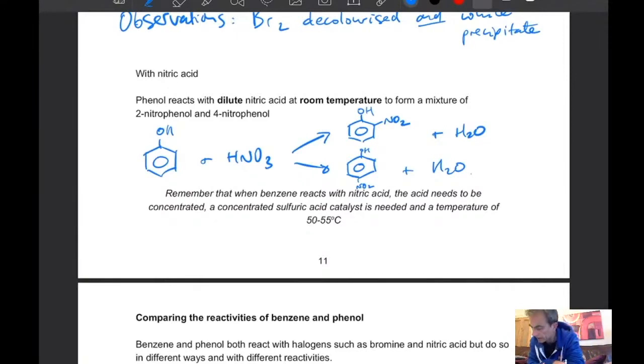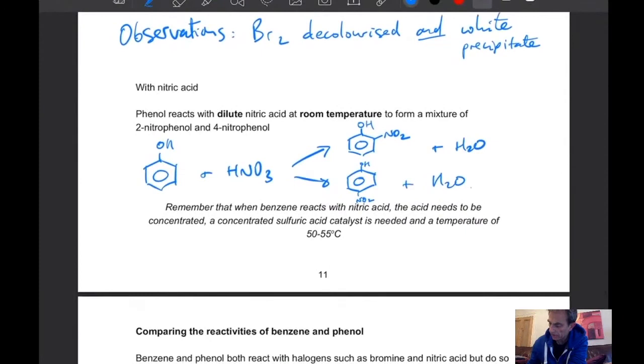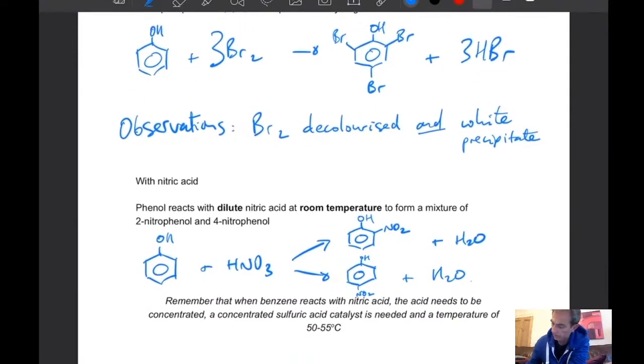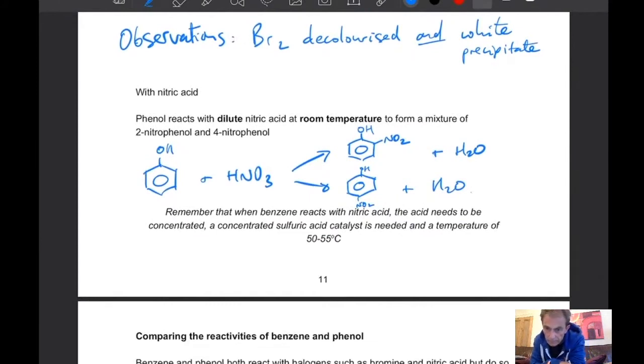Remember that when benzene reacts with nitric acid, the acid needs to be concentrated. We needed a concentrated sulfuric acid catalyst, and we needed a temperature of around 50, maximum 55 degrees C. So it's fairly obvious, hopefully now, that phenol is a lot more reactive than benzene. The nitric acid reaction uses a lot milder conditions, and the bromine reaction is a lot milder as well. Yep, that's right, the OH group, it's all about the directing effects.